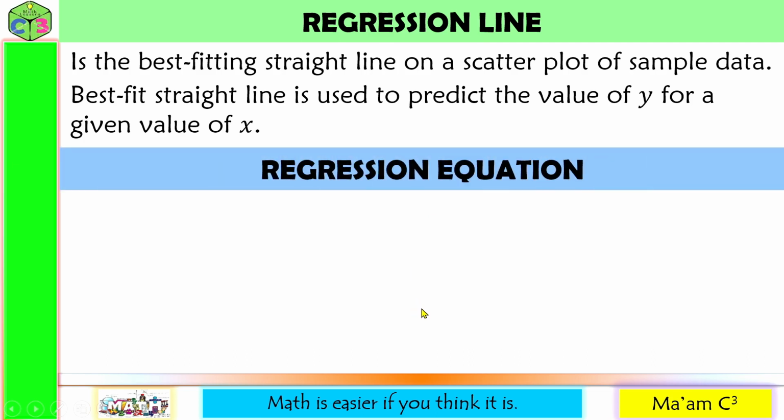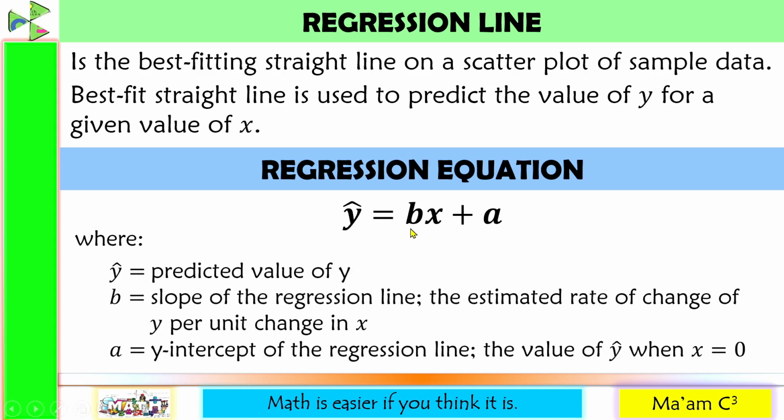And the equation is y hat is equal to bx plus a, where y hat is the predicted value of y, b is the slope of the regression line. This is the estimated rate of change of y per unit change of x. And a here is the y-intercept of the regression line. This is the value of y hat when x is equal to 0. So imagine that x is equal to 0. This whole term here will be equal to 0. So y hat is equal to a.